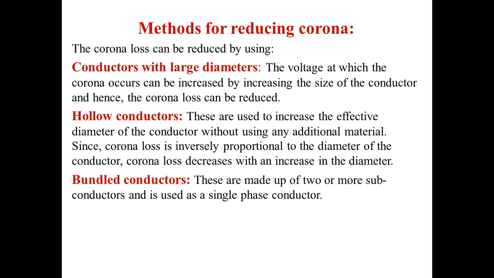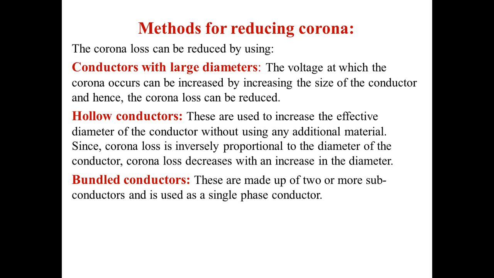This is a good method used for reducing the corona, and it is also economical, because if you use the hollow conductor, the inner material which is not actually being used by the current flow will be saved. Another method which is very common and usually seen in the transmission line is the bundle conductors. These are made up of two or more subconductors and are used as a single phase conductor.